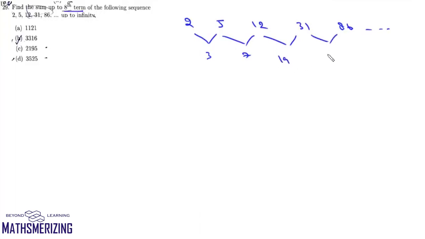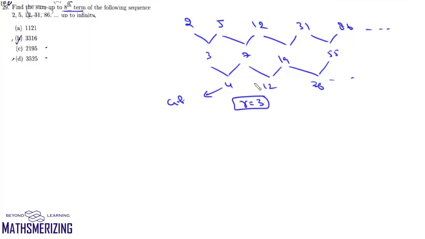Now question number 29 is, we need to find sum to 8th term of the following sequence, which is 2, 5, 12, 31, 86. Now we'll find its difference. Difference will be 3, 7, 19, 55. Now we'll find difference again. We'll get 4, 12, 36. Now this difference, it is in GP, and common ratio of this GP is 3.